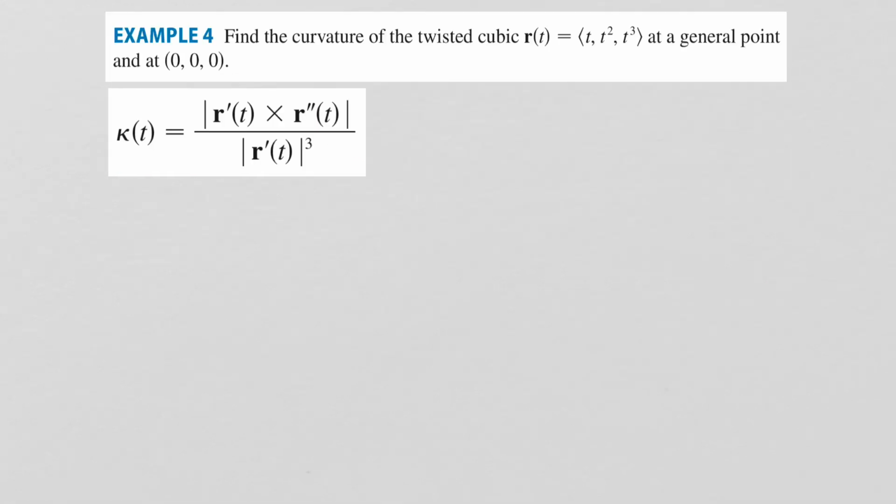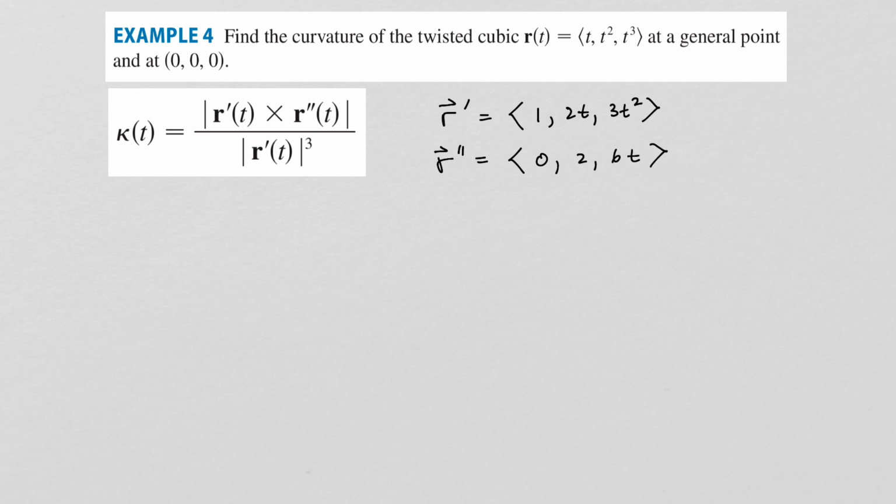So let's go ahead and find the curvature of what's called the twisted cubic, r of t equals t, t squared, t cubed, at a general point and also at 0, 0, 0. So to do this, first we need r prime. r prime is going to be 1, 2t, 3t squared. We also need r double prime, which is going to be 0, 2, and 6t. Now we're going to take the cross product here.